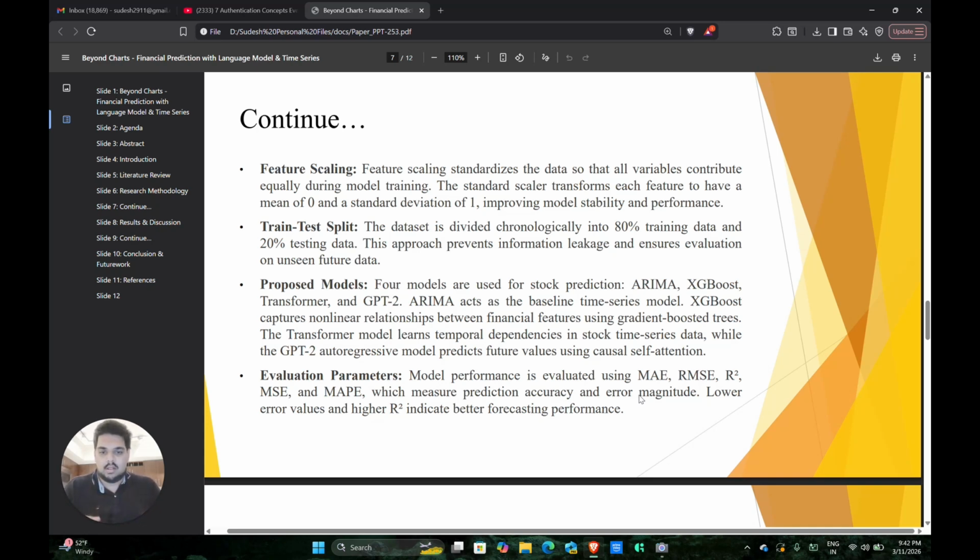So the proposed models, more details are in the paper. They were ARIMA, XGBoost, Transformer, and GPT-2. These four models were compared in my study. ARIMA is the baseline for the study. That's what we were targeting to beat using the other models. XGBoost captured the nonlinear relations between the financial features better. Transformer model learned the temporal dependencies better, and GPT model predicted future values using self-attention mechanism, which is what GPT does.